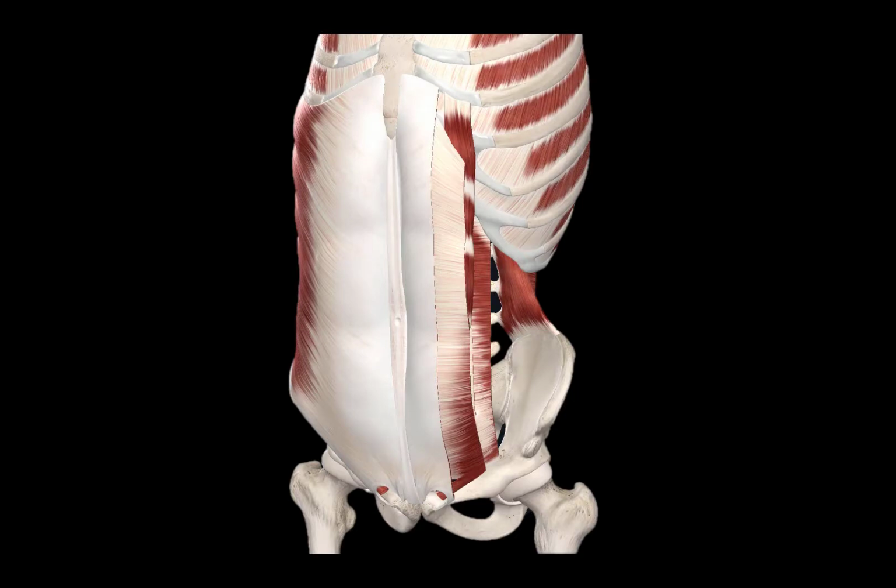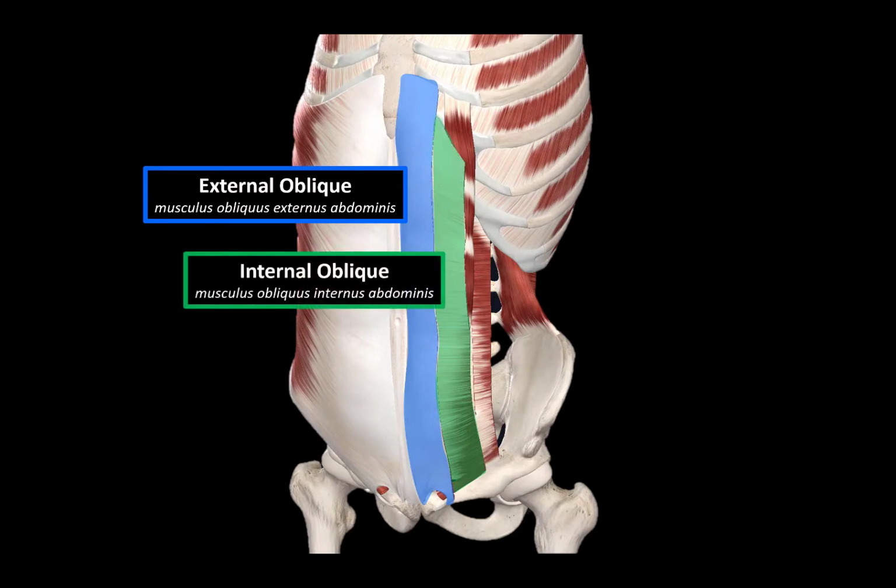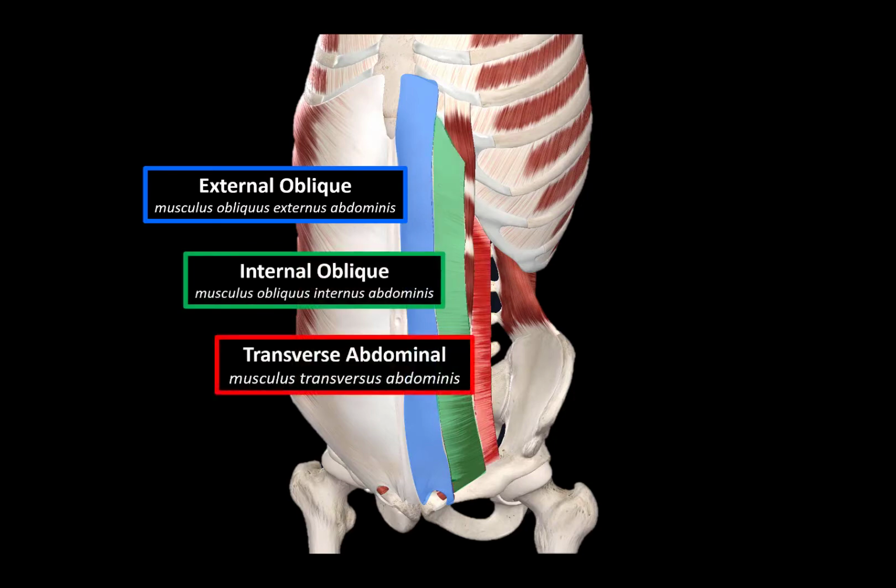So here I've cut through all the muscle layers of the abdomen, and remember they consist of the external oblique, internal oblique, and the transverse abdominal muscle. These three are considered the lateral abdominal muscles, and we have the anterior abdominal muscles like the rectus abdominis.